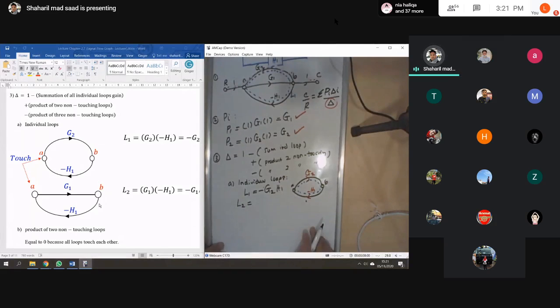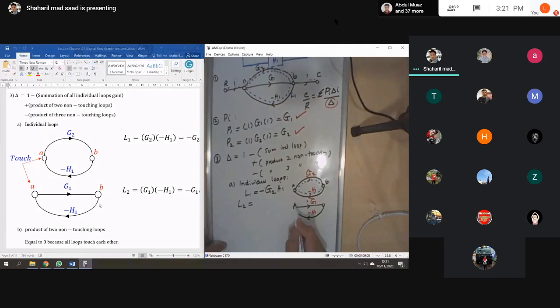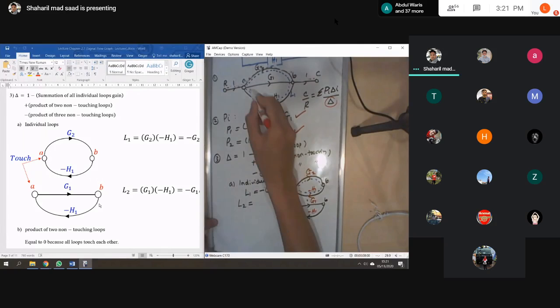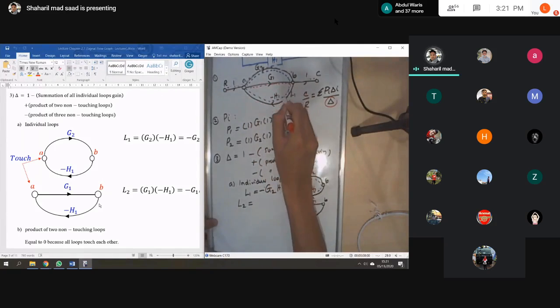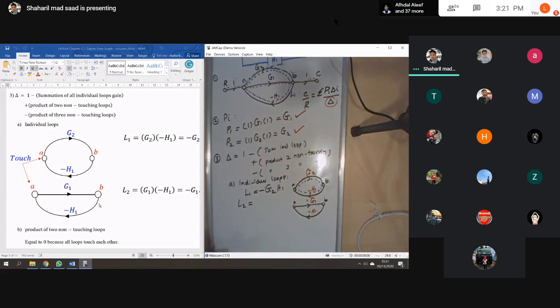L2. Try to find the L2. So you got it is G1, G1, and also this one is minus H1. So this one A and B. Okay. So the loop number 2 is G1, and minus H1. What you got it is minus G1 H1.